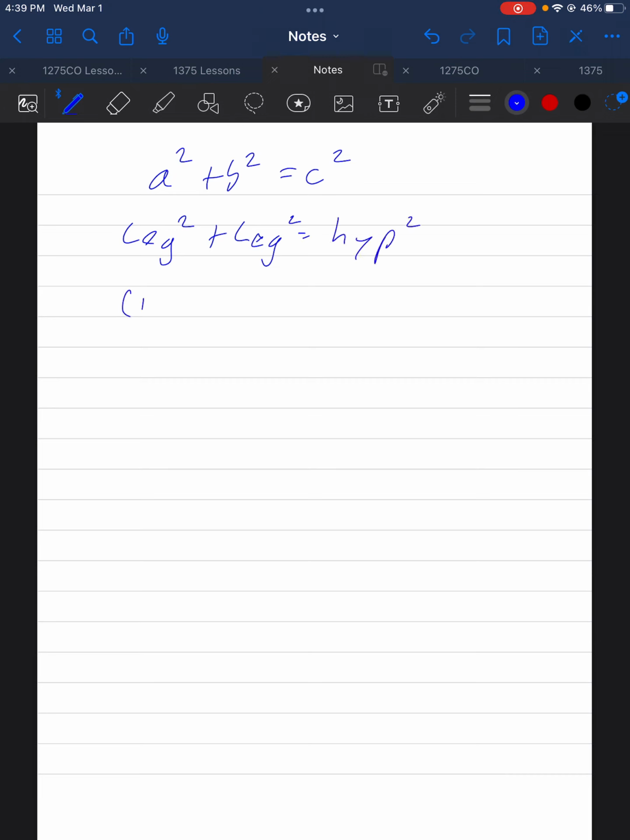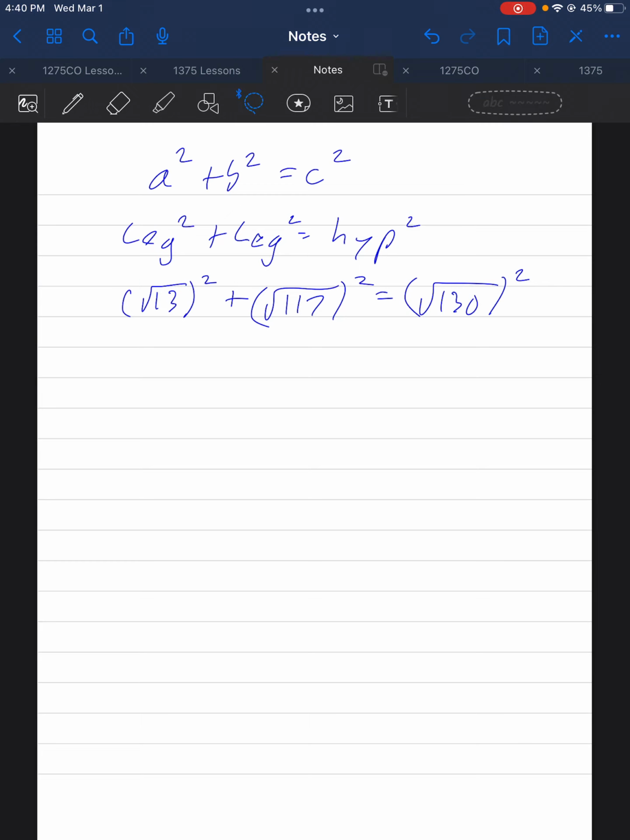One of the legs is equal to radical 13. So let's raise that to the second power. One of the other legs is equal to radical 117. Let's raise that to the second power. And then this should equal our hypotenuse, which is radical 130 raised to the second power. Anytime you square a radical, what you're left with is just what's inside. 13 plus 117 equals 130.